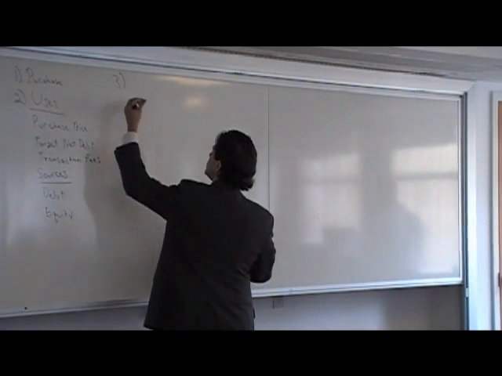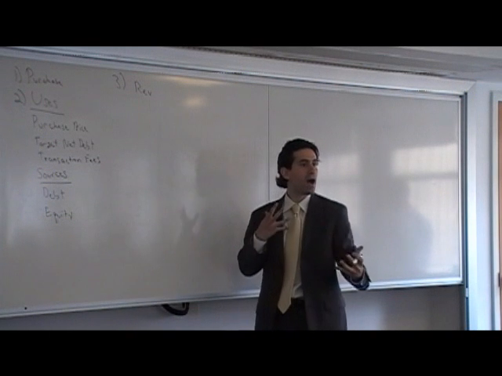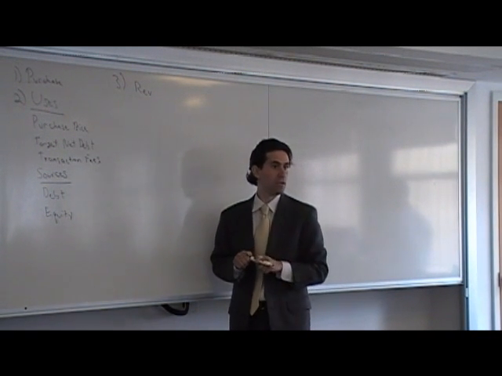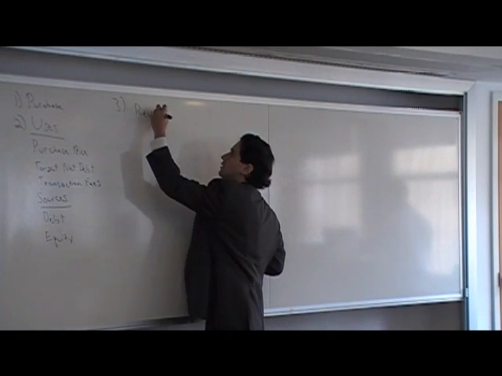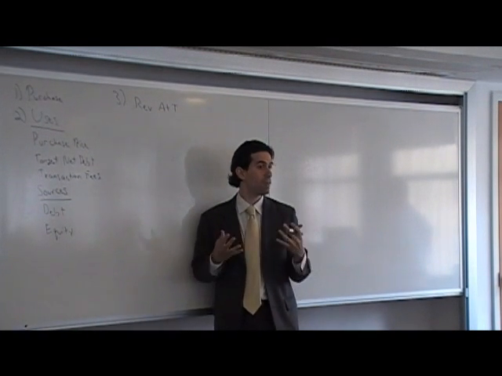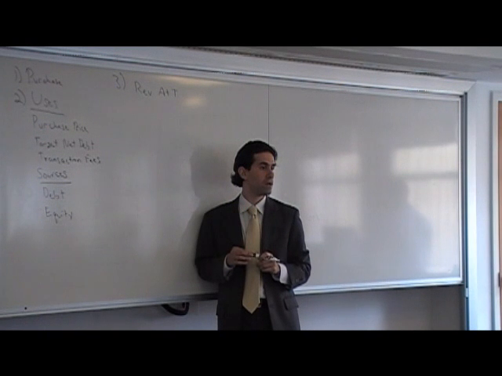So starting with revenue. How did we combine the acquirer plus target's revenue? We literally took the acquirer's revenue and we added it to the target. Right? Acquirer plus target revenue. What else?